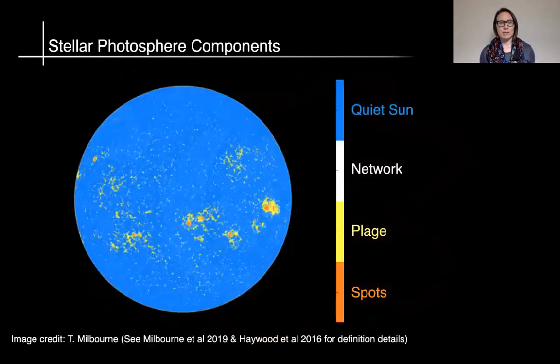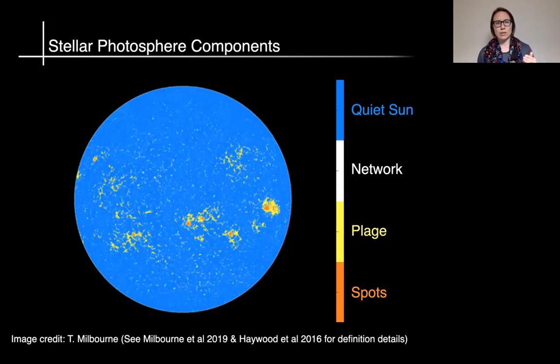So let's break down that photosphere, or that stellar surface, a bit more. This is a really nice image from Tim Milbourn, where he's divided up various components of the surface of our sun based on the brightness and the magnetic field. You have in blue the quiet sun. That's your standard photosphere, where we would normally think it's pretty homogeneous, but I'll show you later on in this talk all the different inhomogeneities that are actually present there.